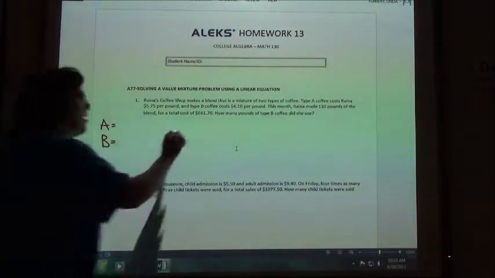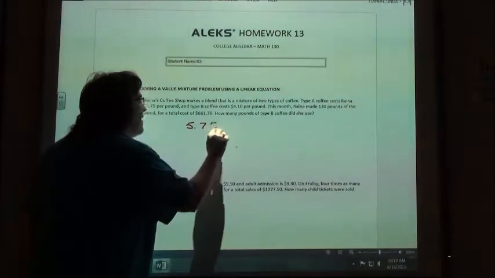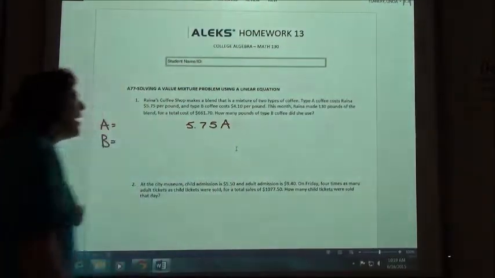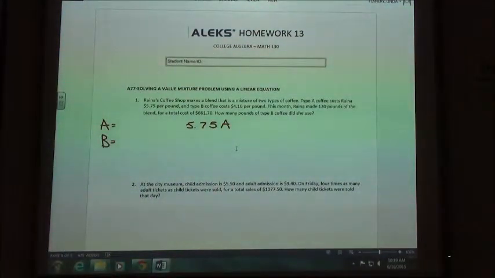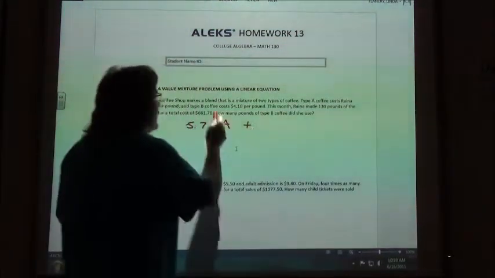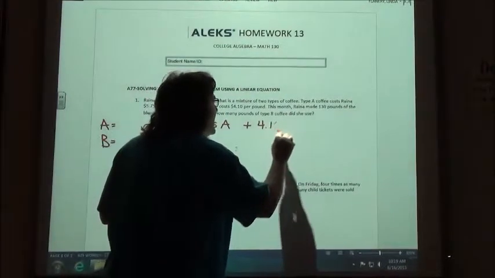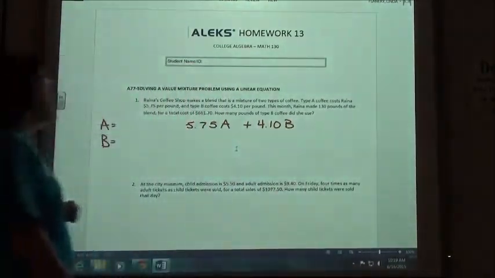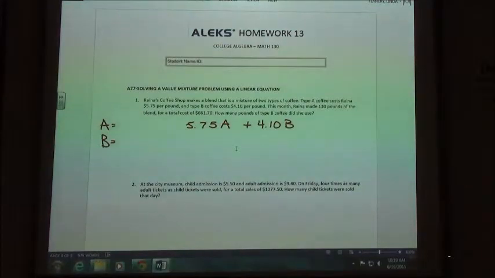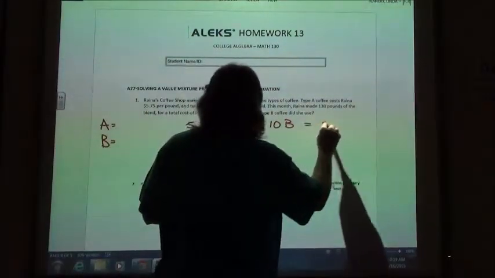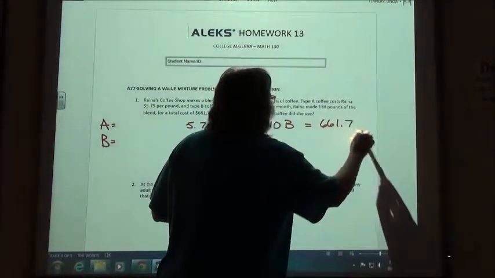Type A costs $5.75 for every pound you buy. So if A represents the number of pounds, 5.75 times A would be my total cost there. Type B, $4.10 per pound. So $4.10 times B was the total cost there. The total cost of my purchase, $661.70.